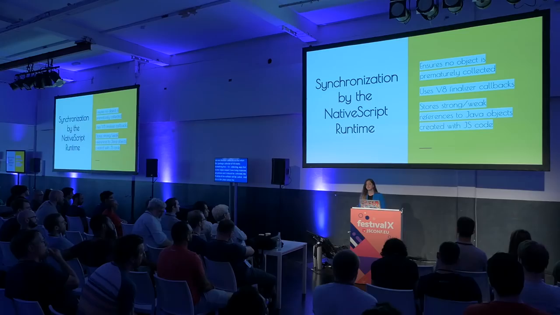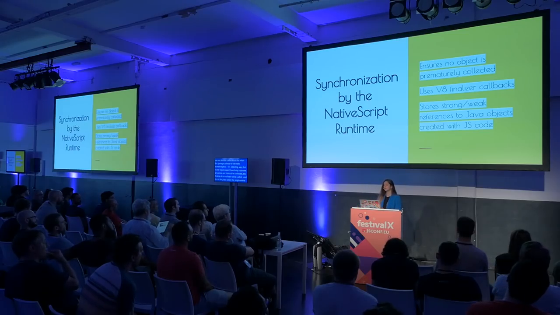OK, in order to plug into the lifecycle, we use finalizer callbacks. So that when the garbage collector of V8 marks something for collecting, says that some object doesn't have living instances anywhere and it should be collected, the finalizer callback will be called. And this is the place where the NativeScript runtime is plugged in. We have strong and weak references. Let's see how this actually looks.